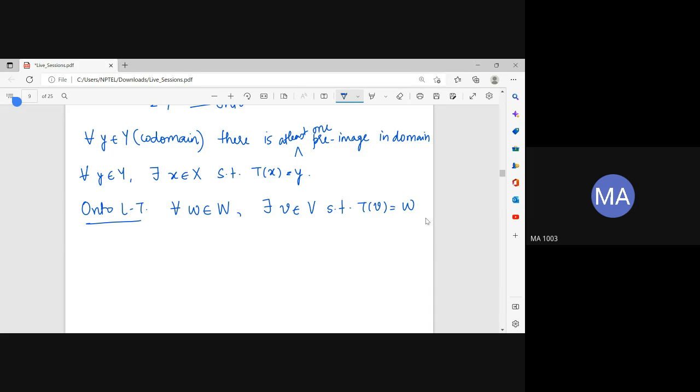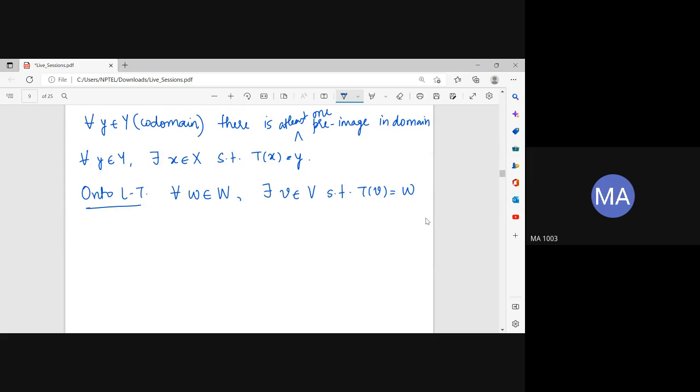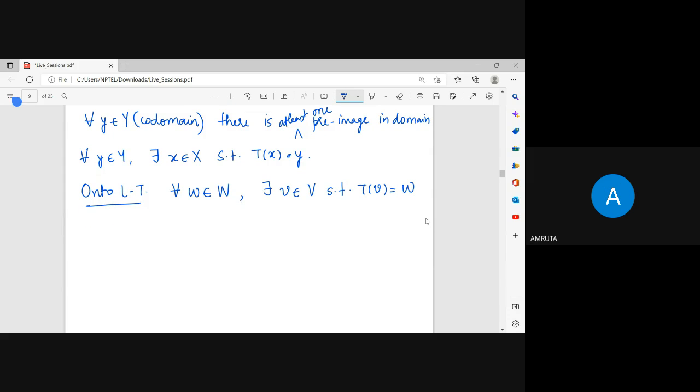So every image is going to have a pre-image in the domain. Every point in the codomain is an image of some point. That's what I want to tell. So every point of the codomain is an output for some input. Fine?